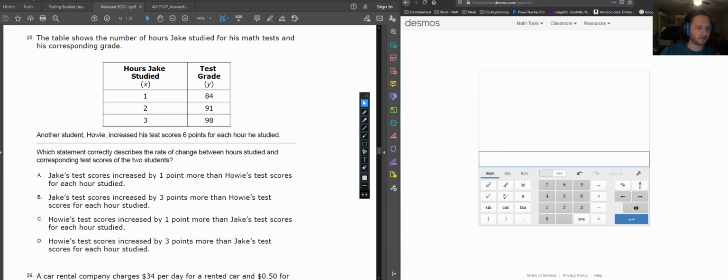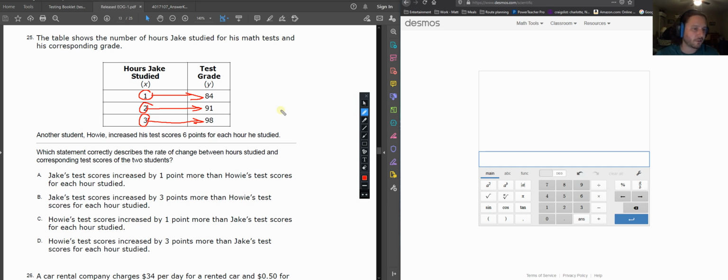Alright, so for number 25, we've got a table showing the number of hours Jake studied for his math test and his corresponding grade. So he studied 1 hour, 84. Studied 2 hours, 91. Studied 3 hours, 98. In general, you can see that for each hour he's studying, his grade is going up by, it looks like, 7 points each time.